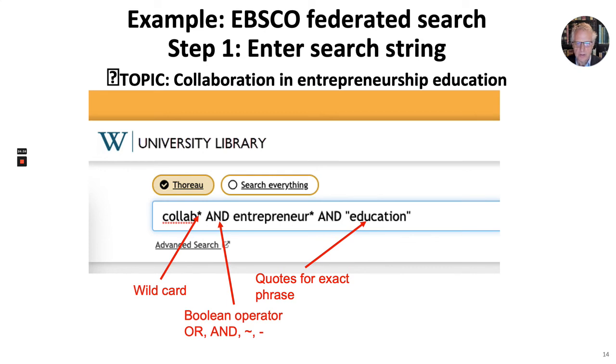So you'll note that I've used a wildcard, shortened collaboration. And so what this does is picks up collaboration, collaborative, collaborations, plural, those. I've then used a Boolean operator AND, which means that anything before and after the AND must be in the article for it to be returned or retrieved. I've then shortened with a wildcard entrepreneur for entrepreneurship, entrepreneurial, as two possible variations of that word. And then I've used the quotes to require the exact return of the word education.